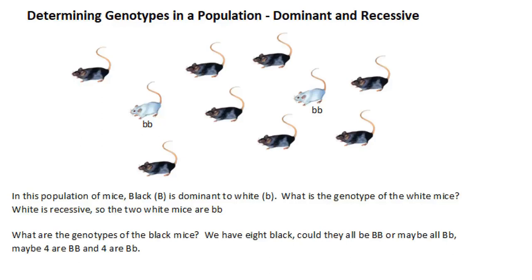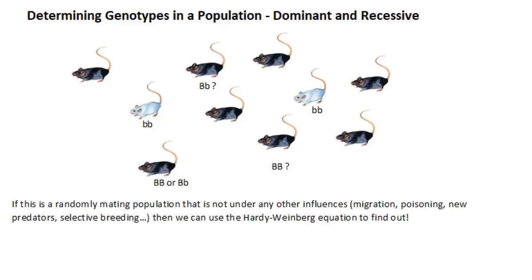Maybe they're all homozygous dominant, so big B, big B. Maybe they're all heterozygous, so big B, little b. Maybe it's 4 big B, big B, and 4 big B, little b. We can actually find this out, and here is how we know this.